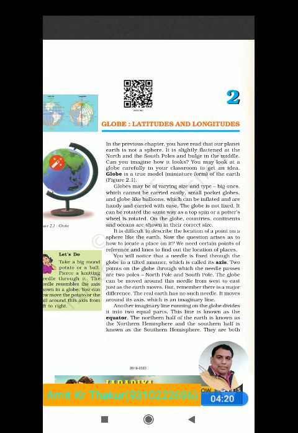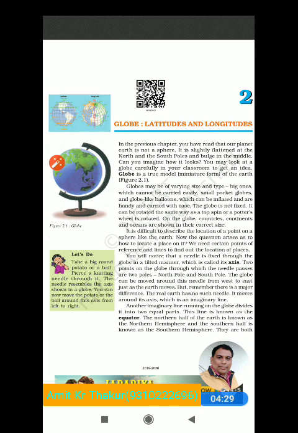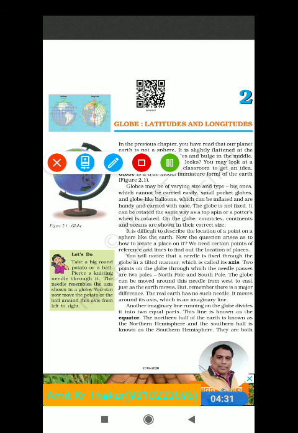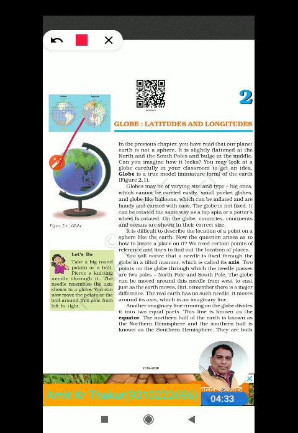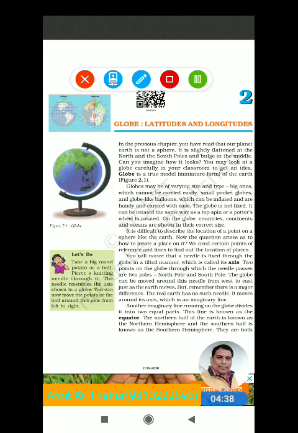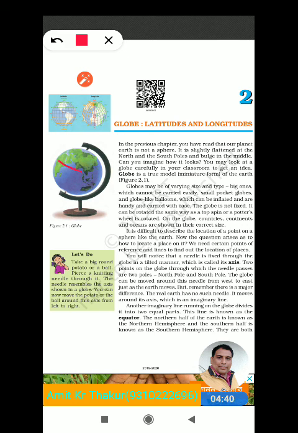The northern half of the earth is known as the Northern Hemisphere, and the southern half is known as the Southern Hemisphere. If we draw an imaginary line like this, the upper part is called the Northern Hemisphere and this is called the Southern Hemisphere. It is saying the same thing.